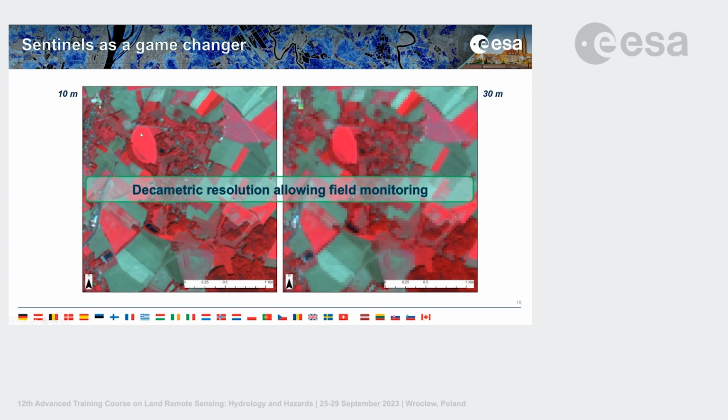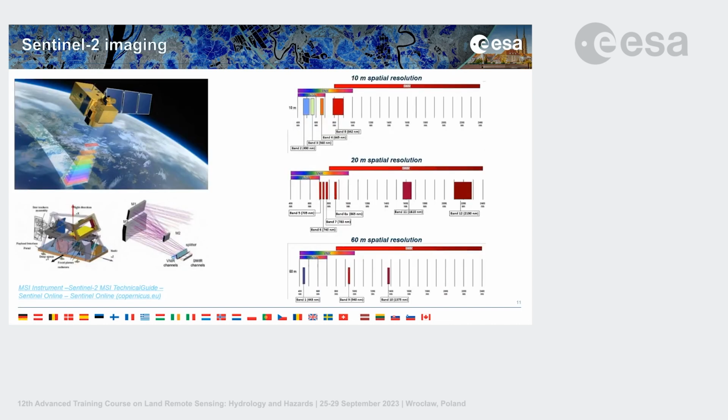This is the improvement in terms of resolution. On the right side, there is Landsat, with 30 meters spatial resolution. And on the left side, there is Sentinel-2. And this is very important for field monitoring.